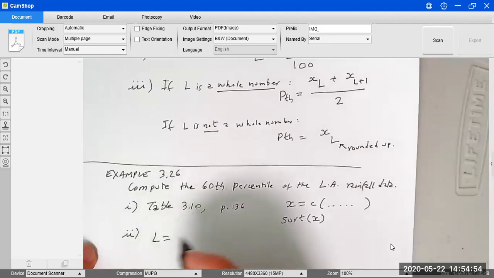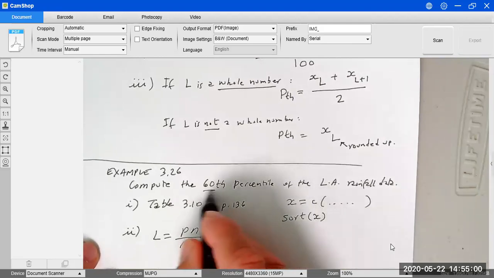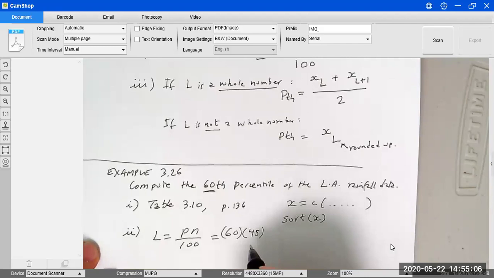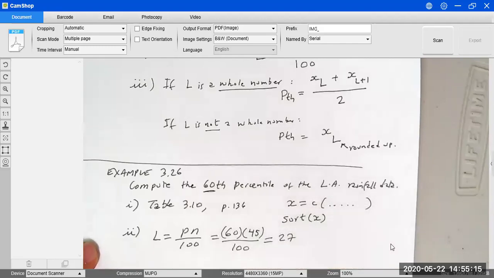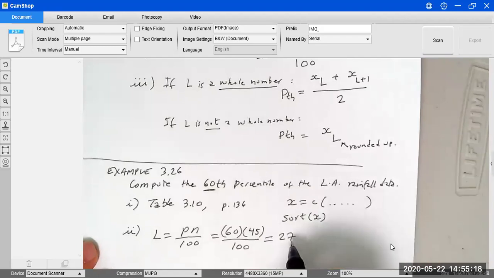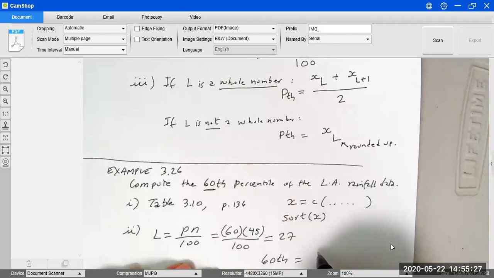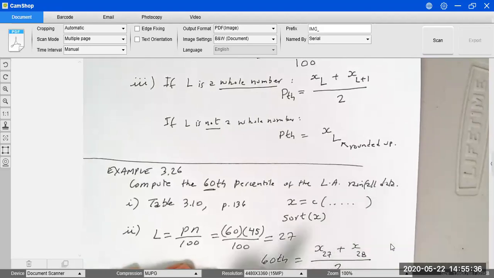So in this case, the location is just P times N over 100. So P is 60 times the number of data values. We know that there are 45 data values, and we're going to divide by 100. So if you do that, we're going to get 27. So now 27 is a whole number. So the 60th percentile is going to be the value in position 27 plus the value in position 28, and we're going to divide those values by 2.